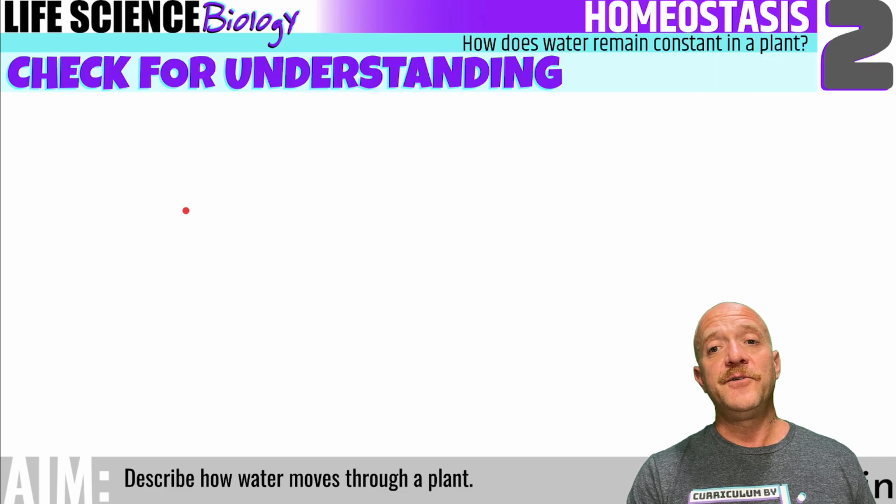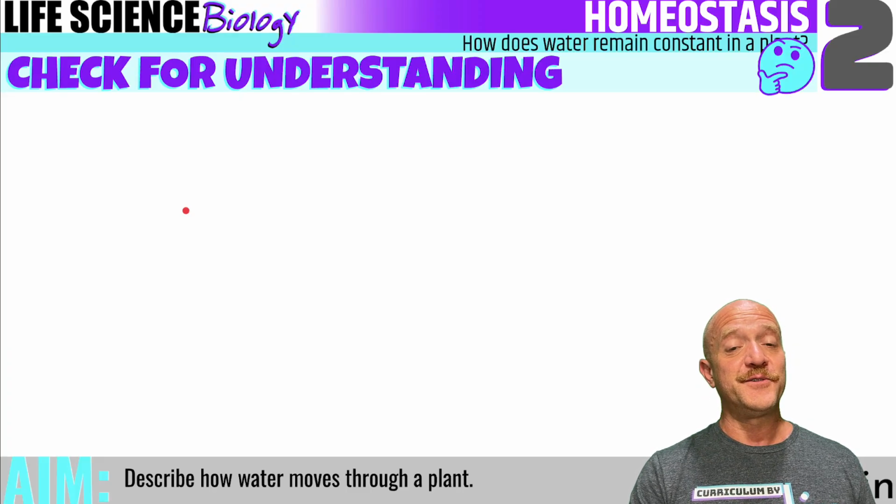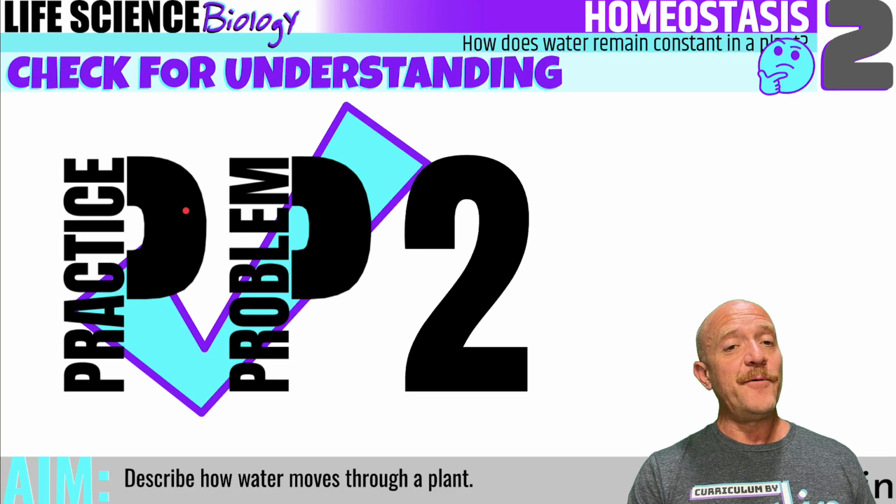What I would like you to do is respond to this check for understanding by answering the aim: Describe how water moves through a plant. And then I would like you to complete practice problem set 2.